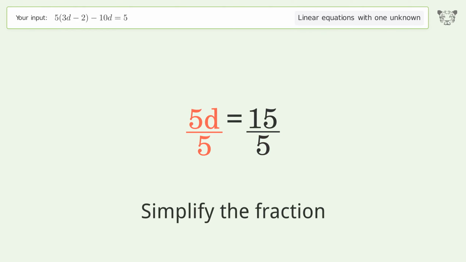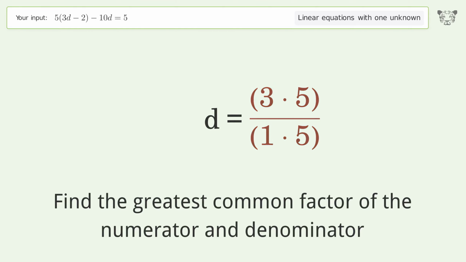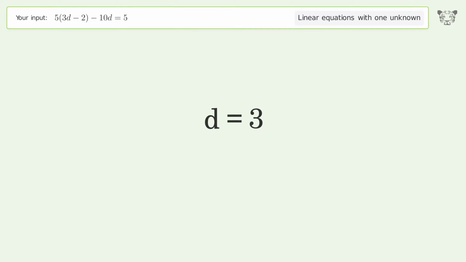Simplify the fraction. Find the greatest common factor of the numerator and denominator. Factor out and cancel the greatest common factor. And so the final result is d equals 3.